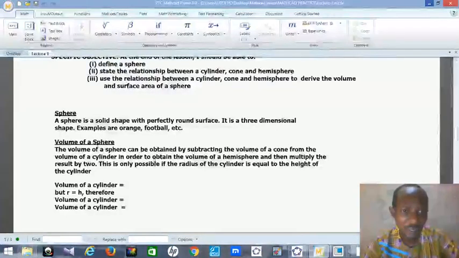And how do we get the volume of a sphere? Just subtract the volume of a cone from the volume of a cylinder. And we are used to cone, we are used to cylinder. We know these two shapes, they are common shapes in our daily lives.